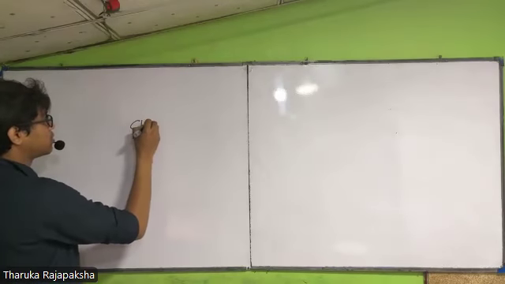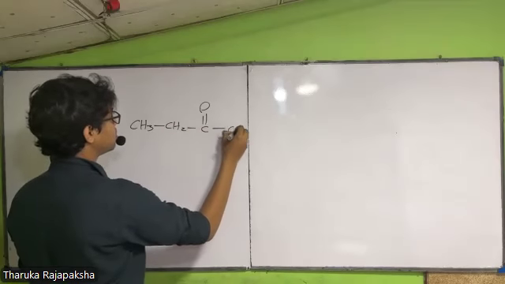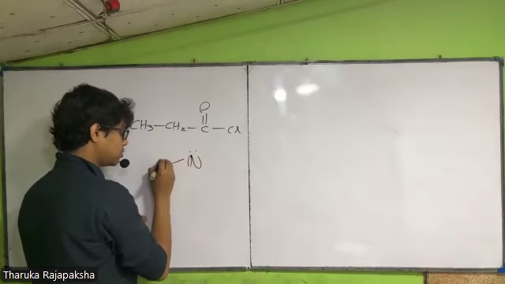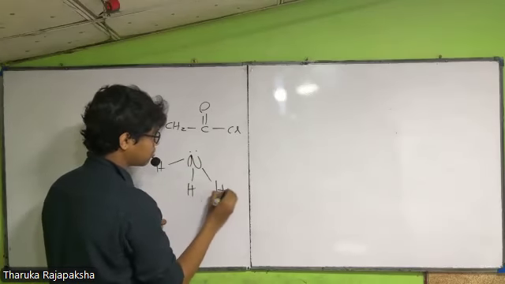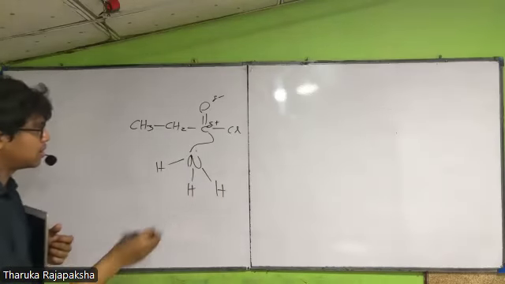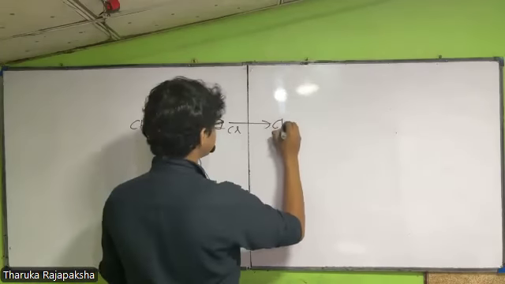CH3, CH2, C double bond oxygen, chlorine. Ammonia will attack this carbon. Ammonia will attack that carbon. This bond breaks. Look what happens.